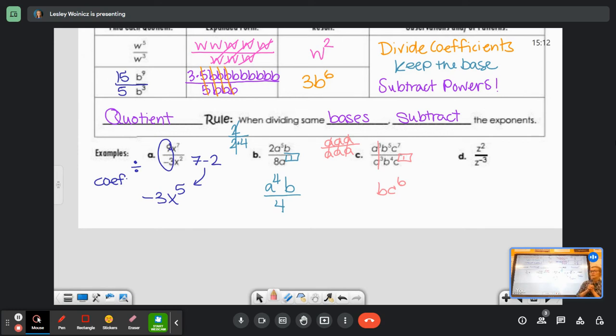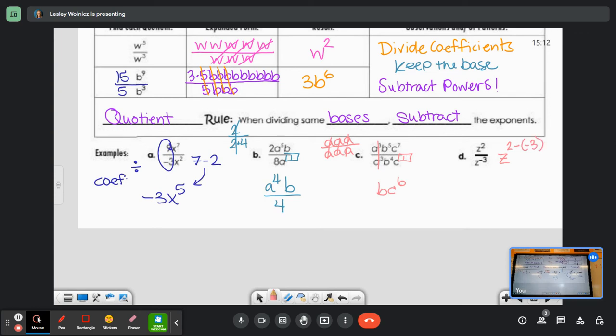All right, this one looks a little crazy because it's got a negative power in it. But the quotient rule says that I have to subtract my powers if I'm dividing. Wouldn't it just be z to the first power, negative first power? Okay, you're warm. Okay, so I'm going to do z, and then I have to say 2 minus a negative 3.